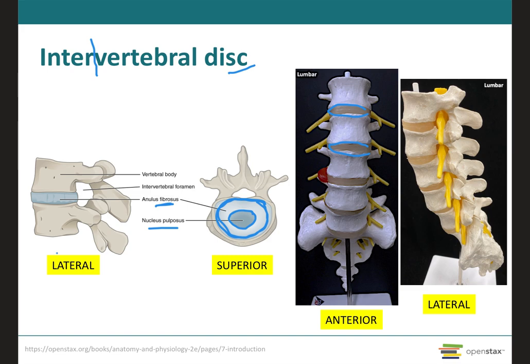Since these intervertebral discs are avascular, meaning that they don't have blood vessels, this annulus fibrosus and the nucleus pulposus are going to rely on the blood vessels from the bodies of the vertebrae to obtain their oxygen and nutrients, and also to remove their waste products.